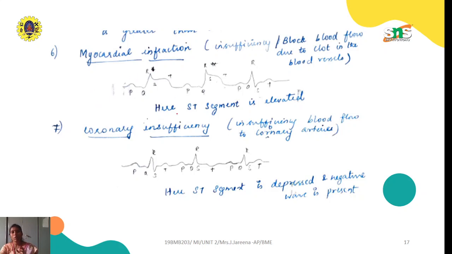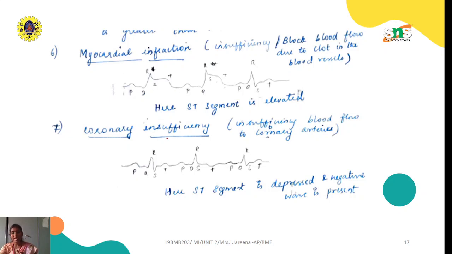So here you have a problem with the ST segment. If you see the ECG waveform of myocardial infarction, you have the problem with the ST segment. Here the ST segment is elevated. So if you see this type of ECG waveform, then the condition could be myocardial infarction.